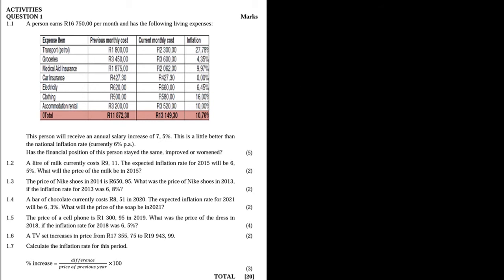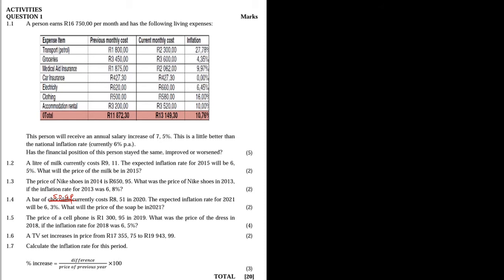So the next one, we have a bit of a problem. This should be soap, this word here, and not chocolate. If you read further, you'll see what I mean. Okay, let's go with this. It states there in 1.4, a bar of soap currently costs 8 Rand and 51 in 2020. The expected inflation rate for 2021 will be 6.3%.